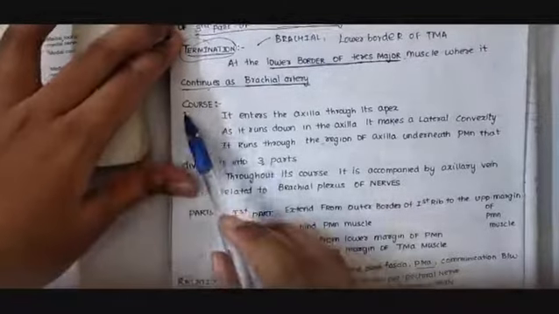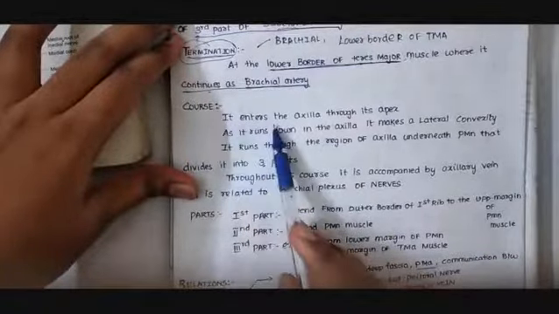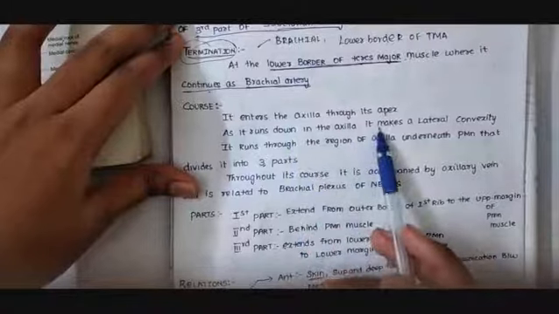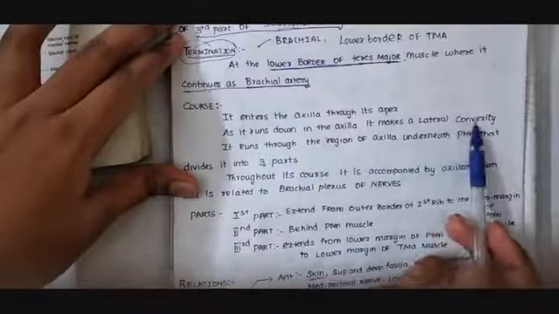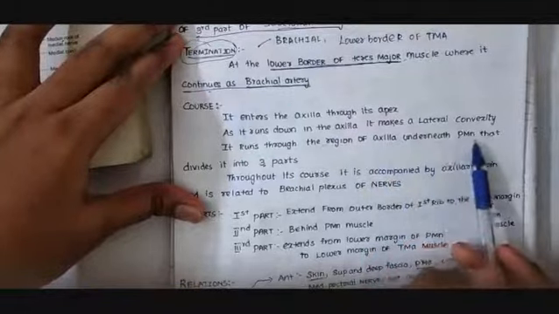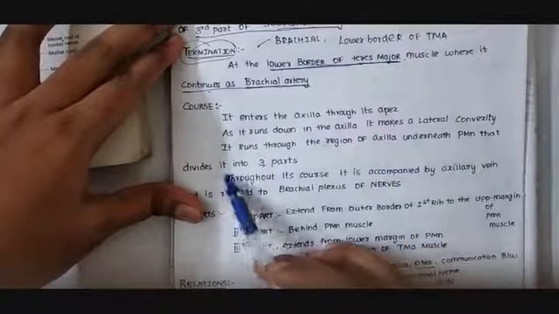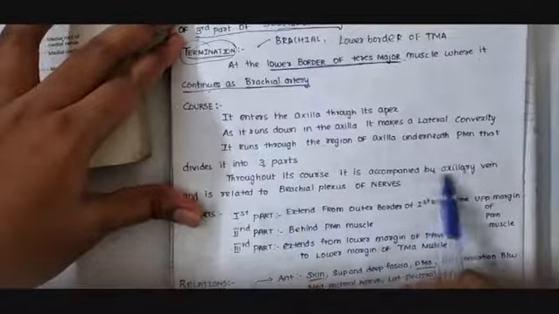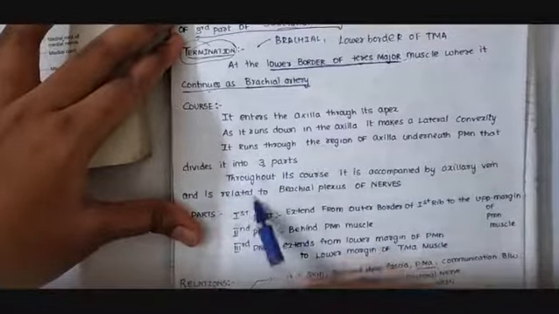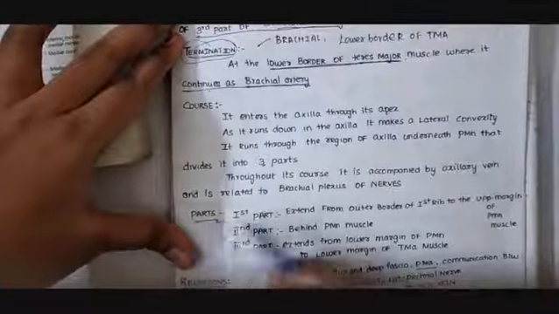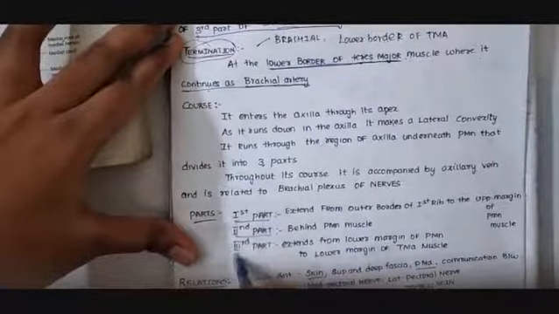I already said the course of the axillary artery: it enters the axilla at its apex, and as it runs down in the axilla it makes a radial convexity. When it runs through the region of the axilla, underneath the pectoralis minor muscle, it is divided into 3 parts. Throughout its course, it is accompanied by the axillary vein and is also related to the brachial plexus of nerves. The parts, as I mentioned, are first part, second part, and third part.